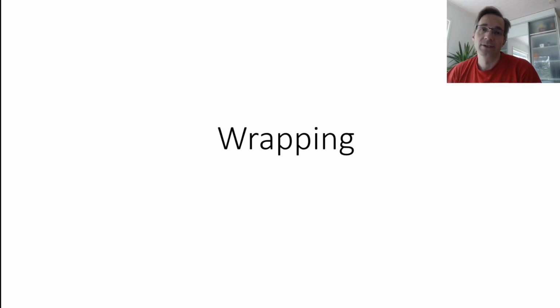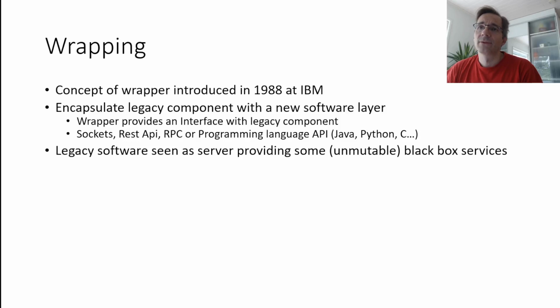Next, we will discuss software wrapping in the context of software migration, legacy systems, and re-engineering. The concept of wrapping was introduced in IBM in 1988. The idea is to encapsulate the legacy component with a new software layer. So the legacy component is hidden behind this wrapper. This wrapper completely covers it, and there is no way to see the legacy component anymore. So you have this wrapper interface around your legacy component.